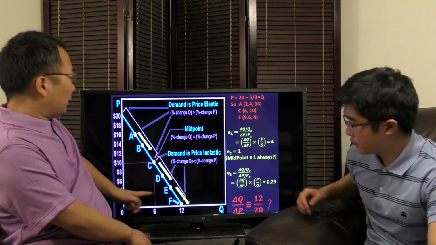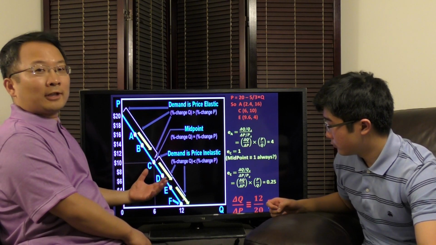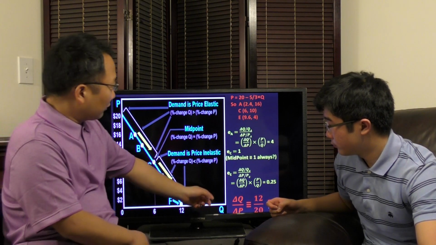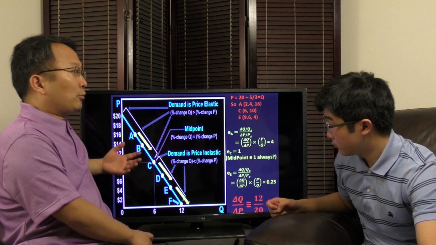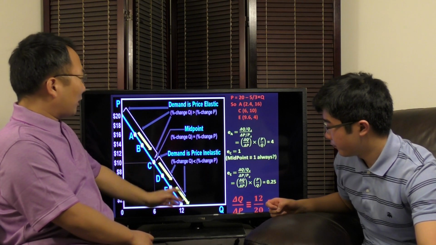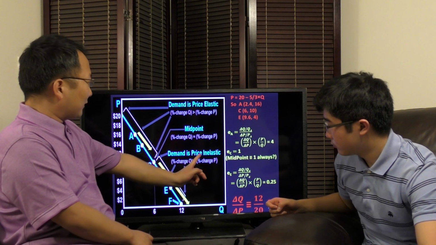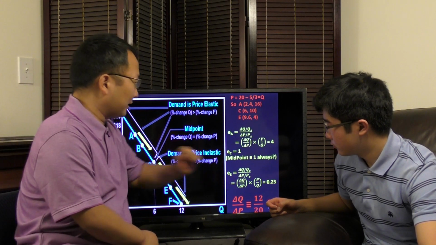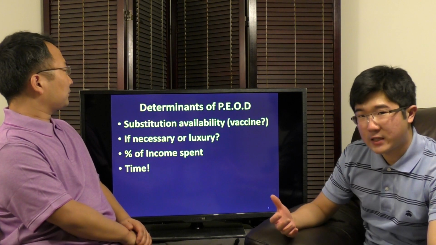And in the low part, P is in the low end, and Q is in the high end. So which directly results in our concluding that on the upper part, the elasticity is generally greater than 1. And in the lower part, the demand is price inelastic, which means E is less than 1. Okay, so what determines price elasticity of demand?